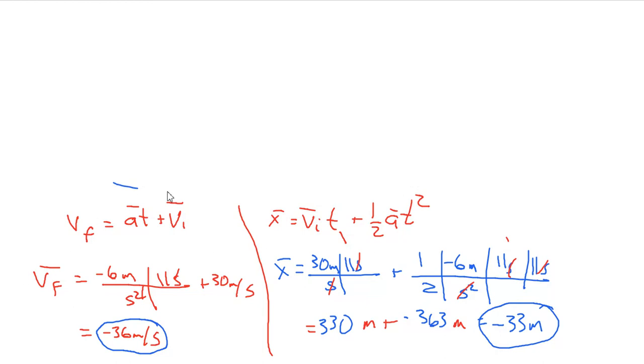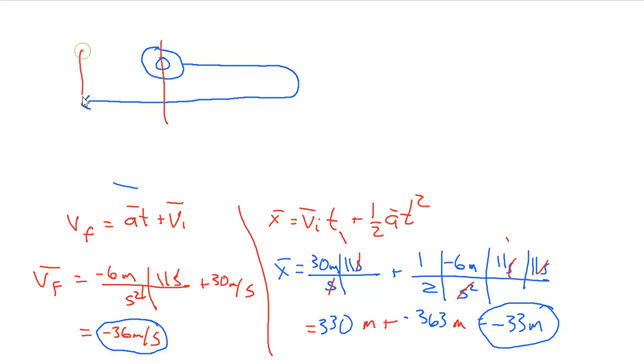Now, what does that mean? Well, here was the spaceship to start. It was going this way. It slowed down. It stopped. It started going this way. It started speeding up. And where is it after 11 seconds? Well, it's still going backwards. So I know it's going this way. And I also know that the displacement is negative 33 meters, which means what?